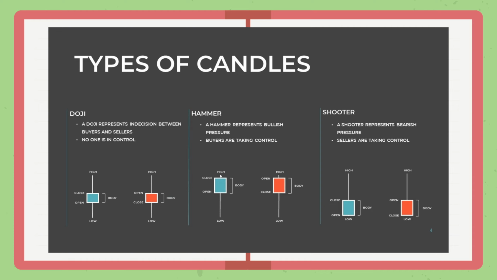There might be a little wick at the top, there might not be, but for the most part, what you're looking for is an open and a close right towards the high of the candle and a big wick at the bottom, so it literally looks like a hammer, right? So this is going to show you that buyers are in control here, right?